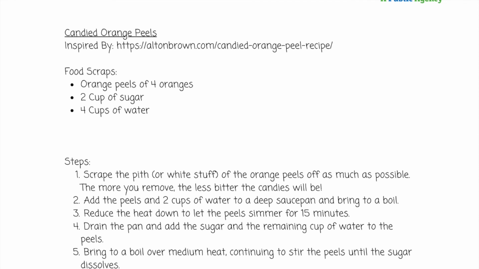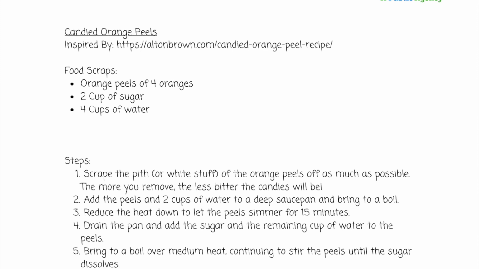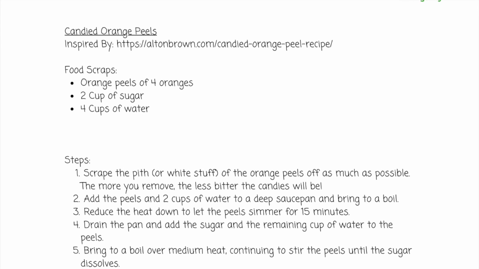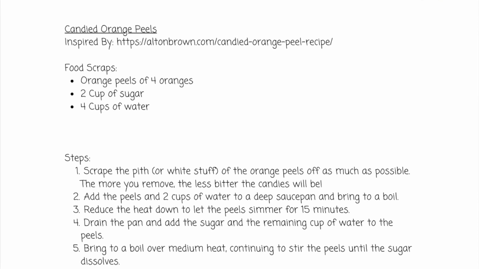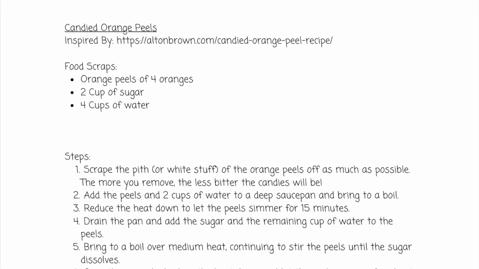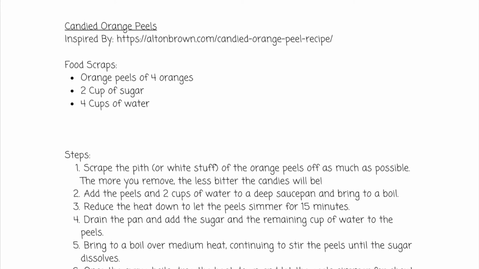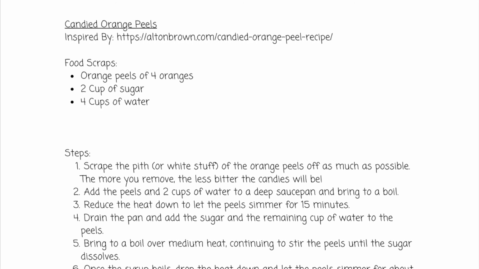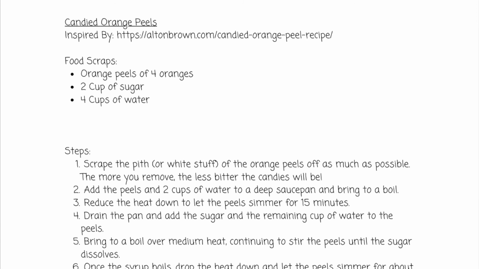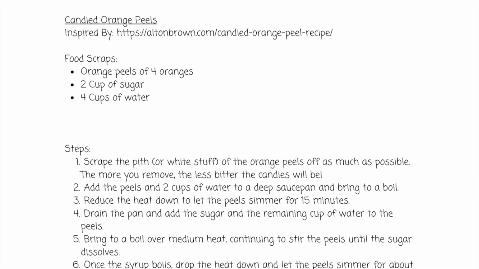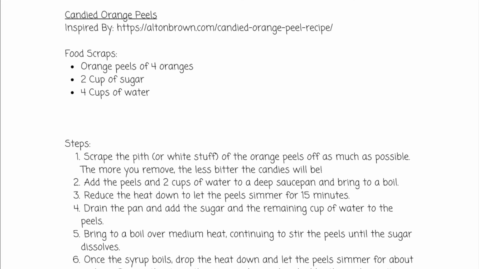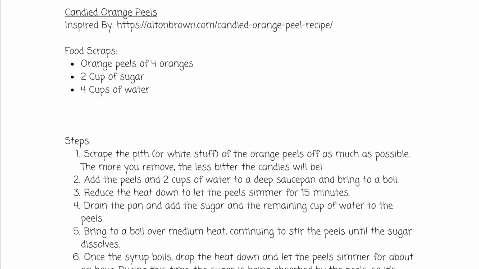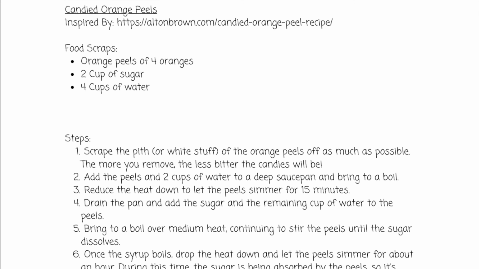Candied orange peels, inspired by the link here. Food scraps: orange peels of 4 oranges. 2 cups of sugar. 4 cups of water. Steps. 1. Scrape the pith or white stuff of the orange peels off as much as possible. The more you remove, the less bitter the candies will be.